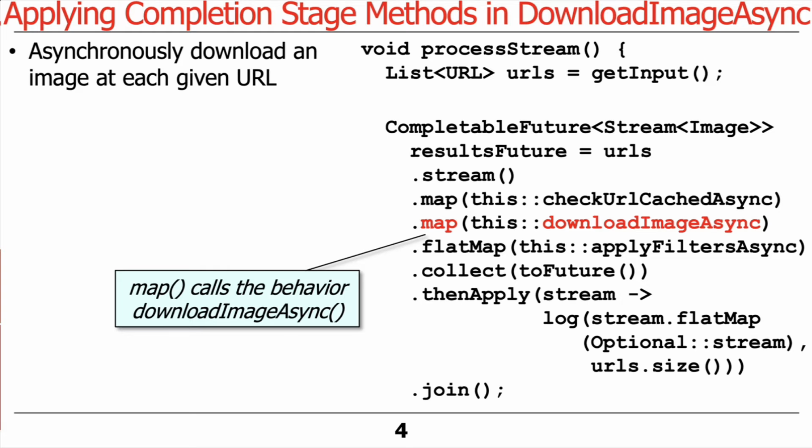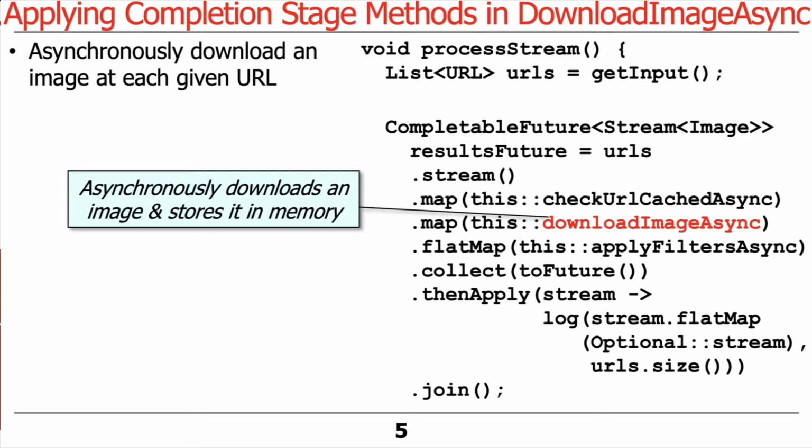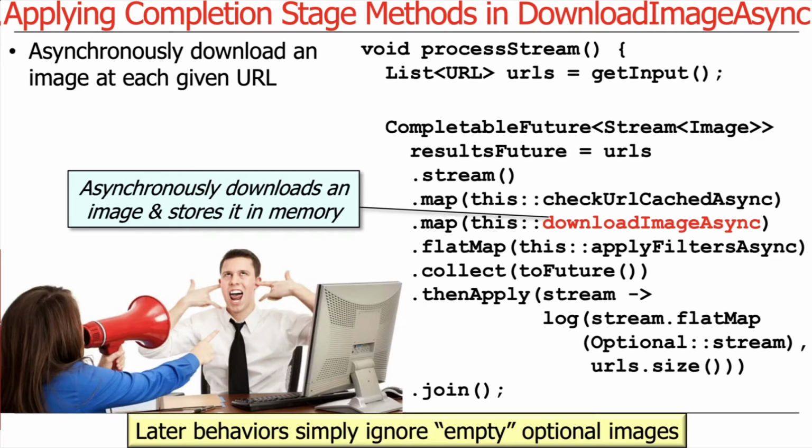We could use filter in the parallel streams version because all the calls were synchronous and we knew that we had the actual object by the time we did filter on it. But here in the asynchronous world, we don't have that luxury. So we have to defer the things till later. And so we're going to see how this percolates down through the call chain. So map, as you can see here, calls the behavior download image async, and that asynchronously downloads an image and stores it in memory. And as you'll see, the later behaviors will simply ignore empty optional images.